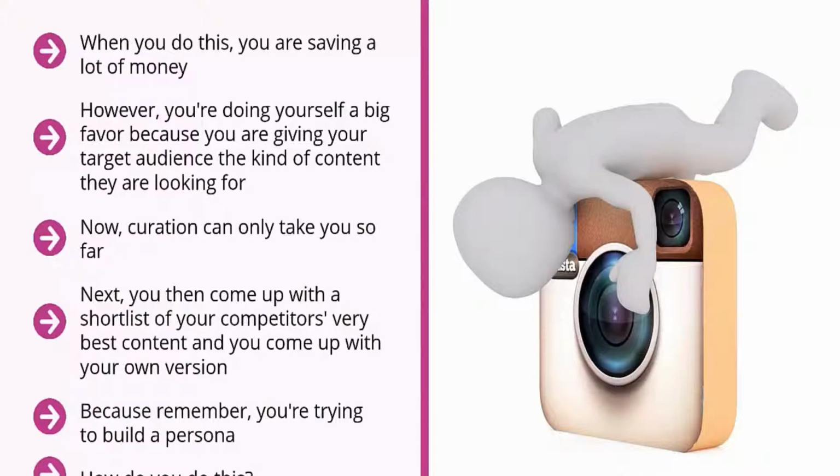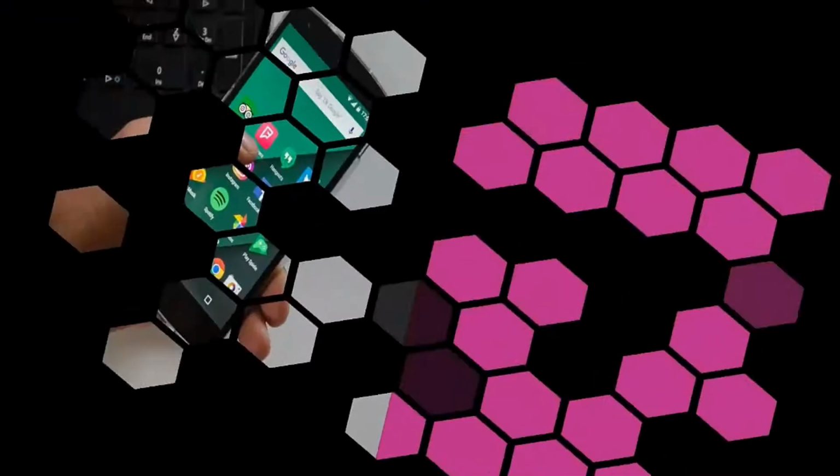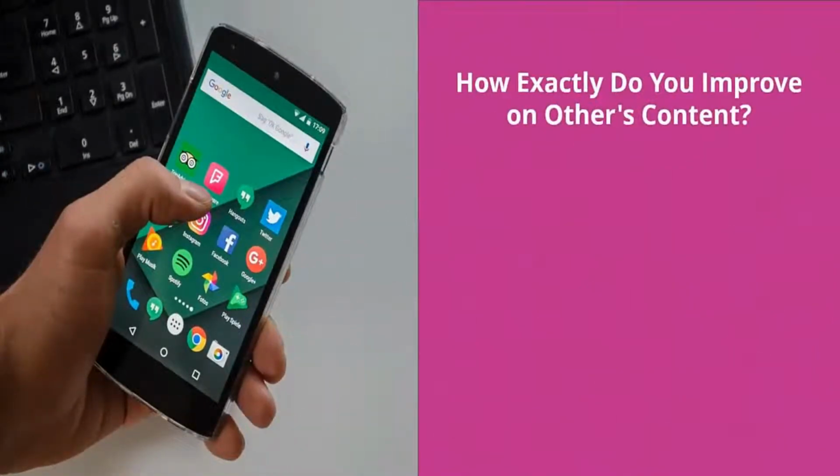How do you do this? You improve the best existing niche content you find on Instagram and you publish this as your own. By paying attention to video 4 and figuring out what is the hottest content in your niche, you then come up with your own version and then use this on your own feed. You rotate these along with the curated content that you are already publishing. How exactly do you improve on others' content?